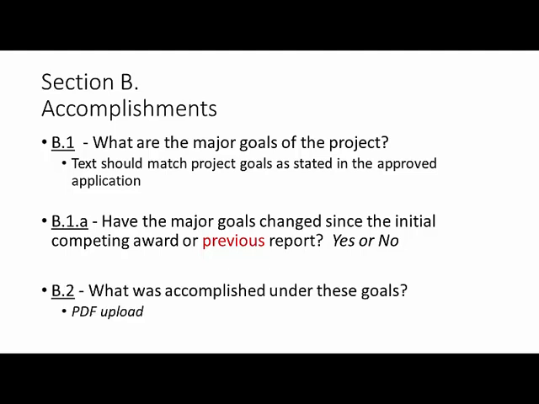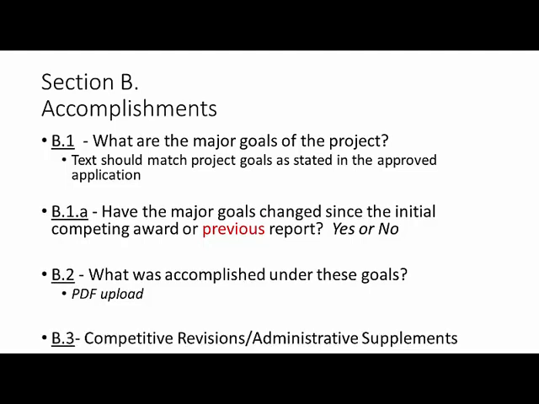And then, what was accomplished under your goals for the last reporting period? So that requires a PDF upload. And again, I would put that on the PI, unless you're the program coordinator and he or she has delegated that to you. I would say that's on the PI. B3 is for if you have any supplements, like a diversity supplement to your training grant, you would address that here.